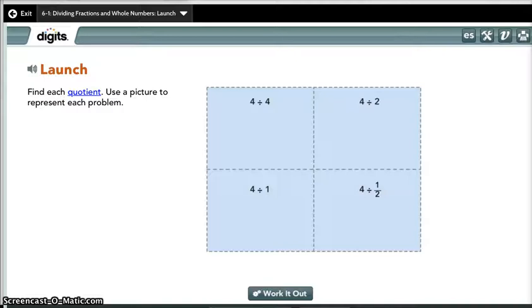What is 4 divided by 4? What is 4 divided by 2? What's 4 divided by 1? And what's 4 divided by 1/2? Let's go ahead and talk about these.